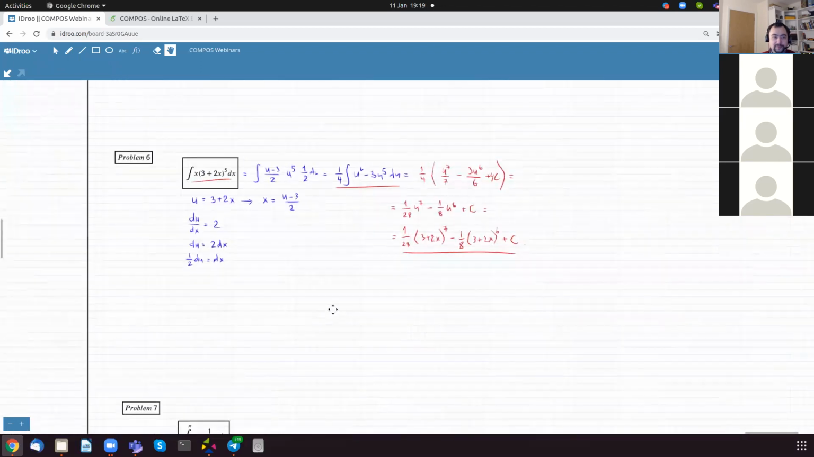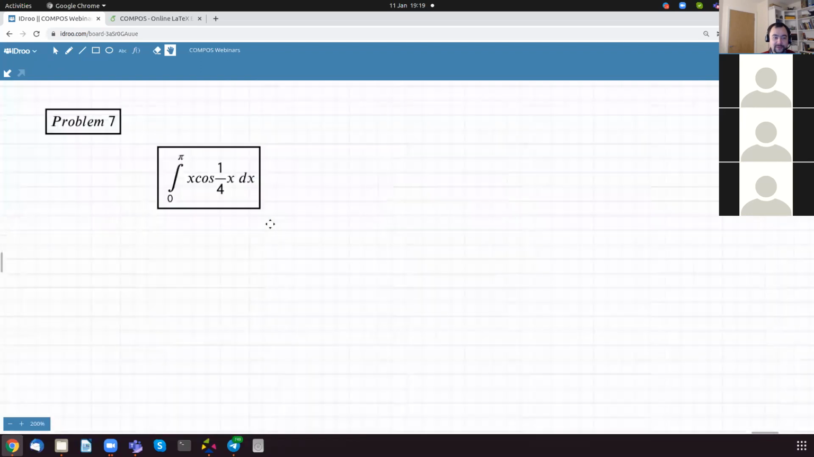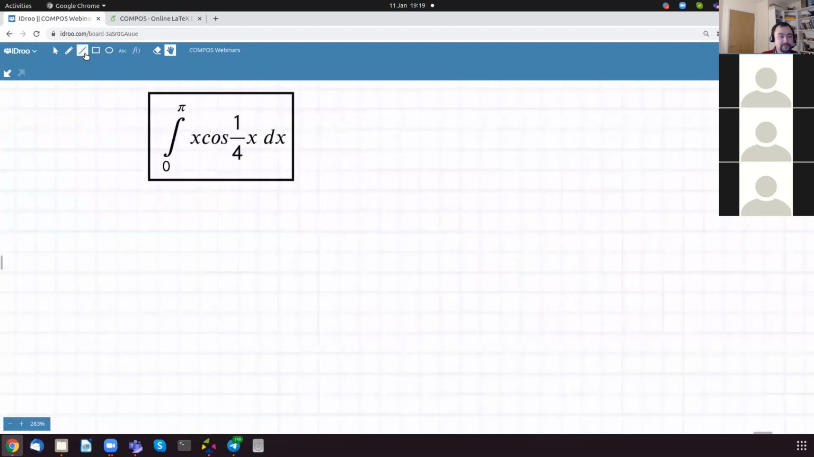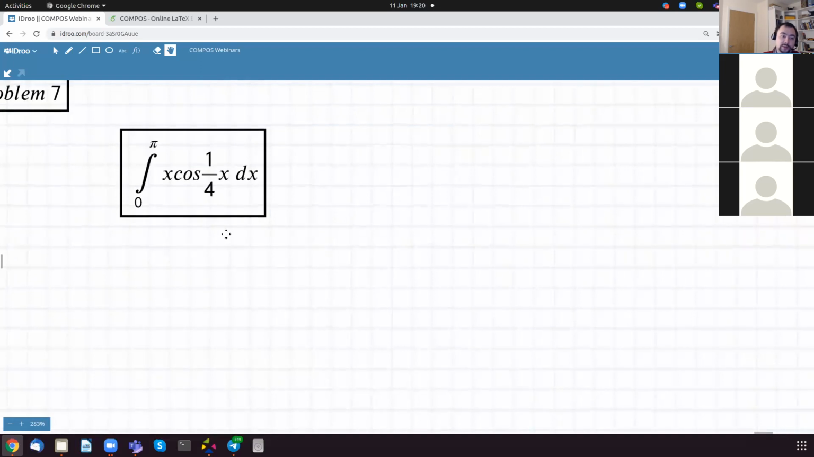And problem 7. Now this is a product of two functions, and well, could be a substitution, although it's difficult to say what the substitution is in this case, or it could be integration by parts. I'm going to go with integration by parts.